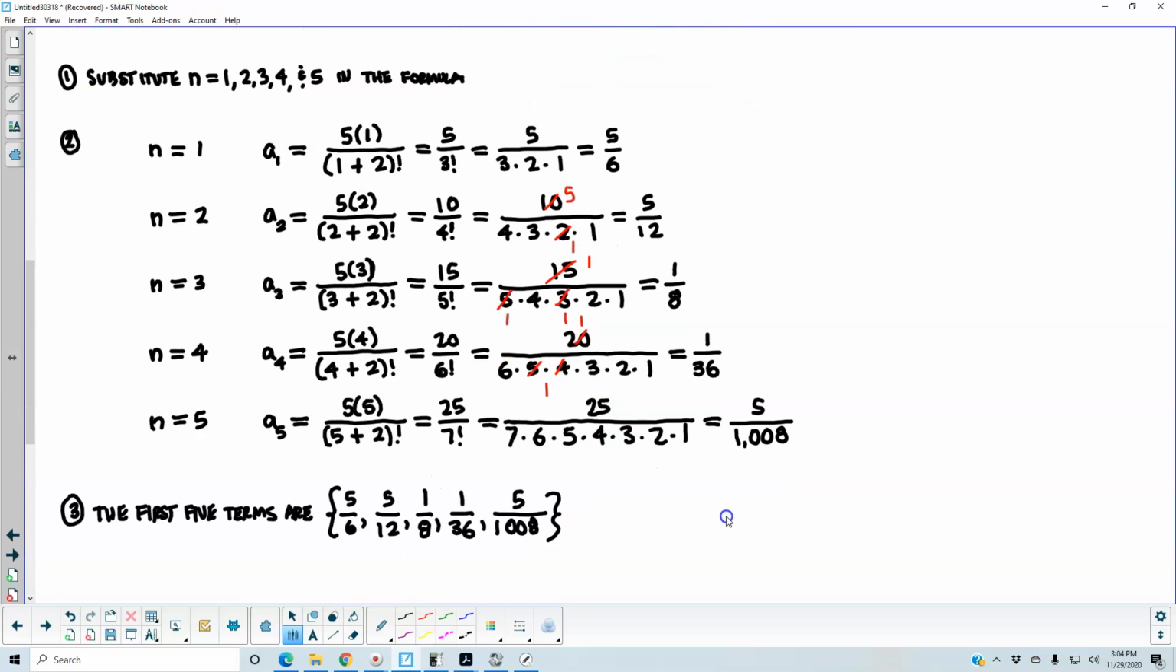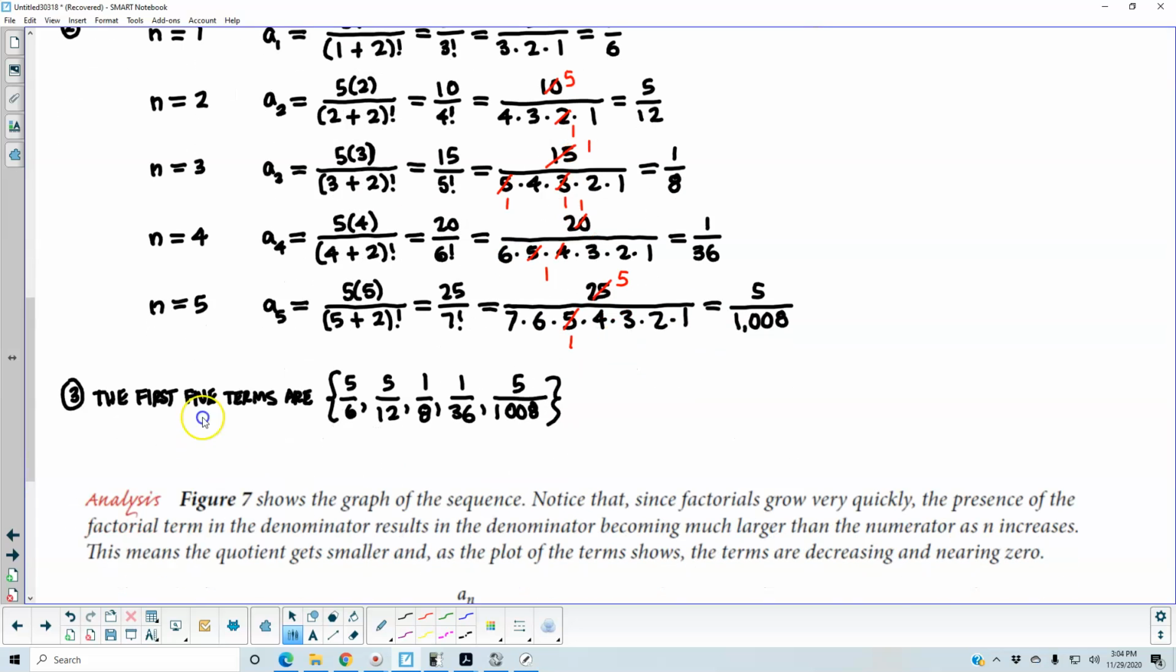Okay, next we have n is equal to 5, which gives us the fifth term. 5 times 5 is 25, and then 5 plus 2 gives us 7 factorial. Well, 7 factorial is 7 times 6 times 5 times 4 times 3 times 2 times 1. And we can see that 5 is going to go into 25 5 times. So what's left in our numerator is 5, and then 7 times 6 times 1 times 4 times 3 times 2 times 1 gives us 1008. So therefore, the first 5 terms are 5/6, 5/12, 1/8, 1/36, and 5/1008.